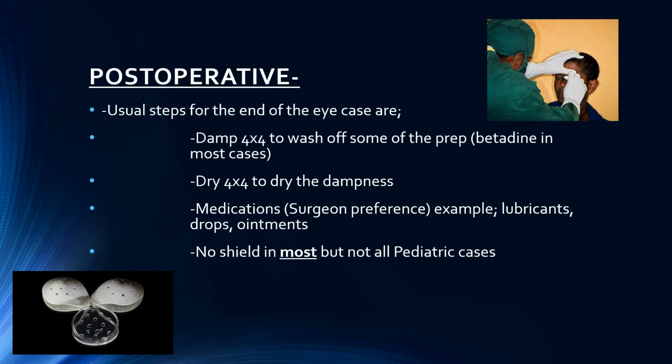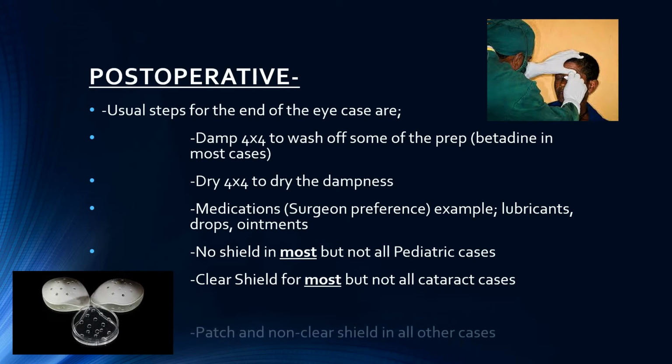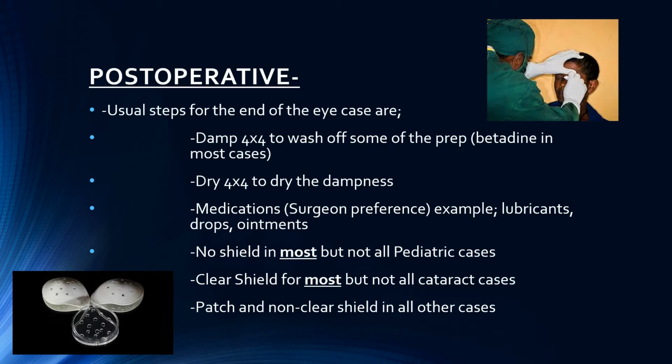Then there's usually no shield needed for some of the peds cases. There may sometimes be some dressing of some sort, but for the most part, you don't want to do a shield because they reach up and try to pull it off, so it's tough for them. And then there's a clear shield for most, but not all, cataract cases, and in some cases a patch and a non-clear shield in all other cases. Like vitrectomies, they usually do that, or glaucoma, they'll do a patch and a non-clear shield. So they have the two different types.